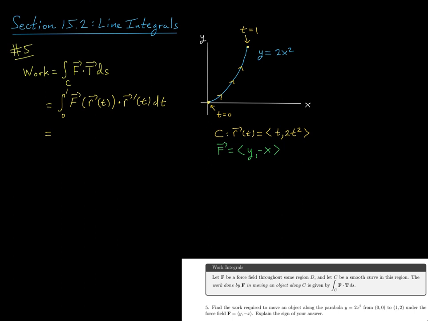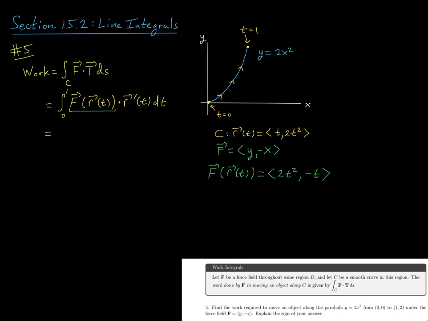All right, so let's go ahead and find this part, F of r(t). If I evaluate F along our path, then I'm going to set x to t and y to 2t squared. So that's going to give me the vector with 2t squared, because that's equal to y, and that's our i component. And then negative x would be negative t.